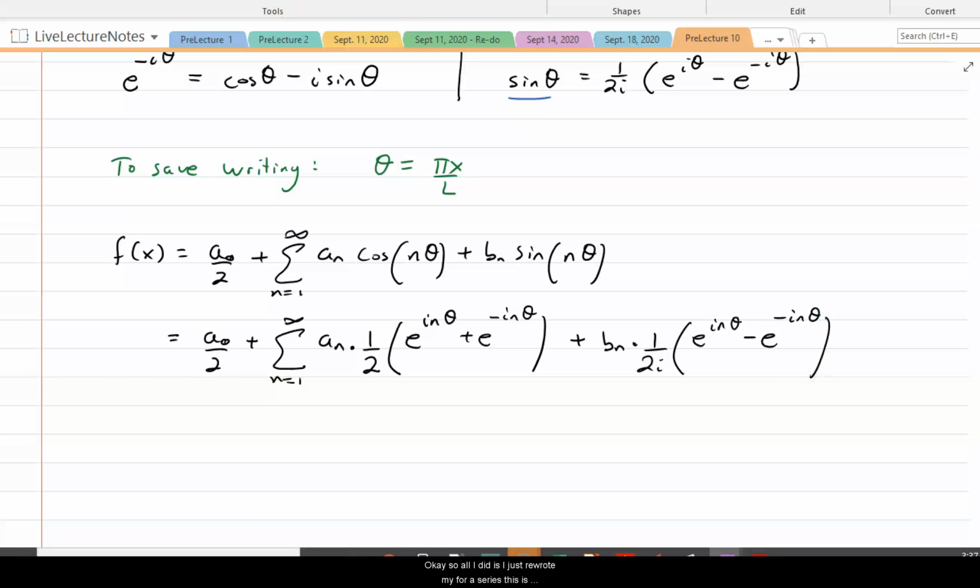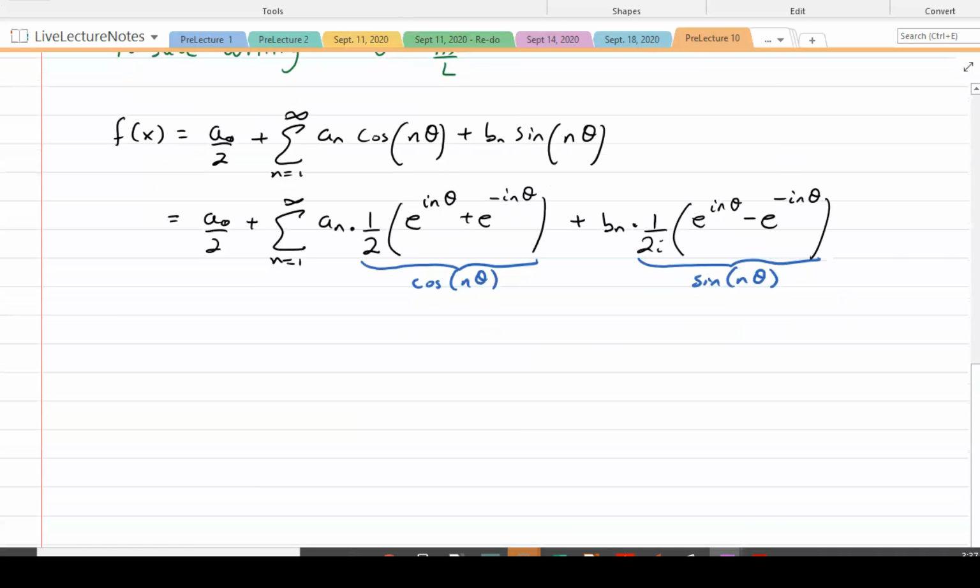All I did is rewrite my Fourier series. This is cosine of n theta, and this is sine of n theta. So I used Euler's formula to rewrite my Fourier series. Now, 1 over i is minus i. So let me change this minus to a plus and bring the i outside up to the top there. I'll put here i over 2.